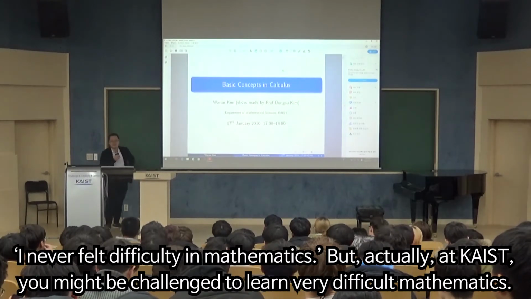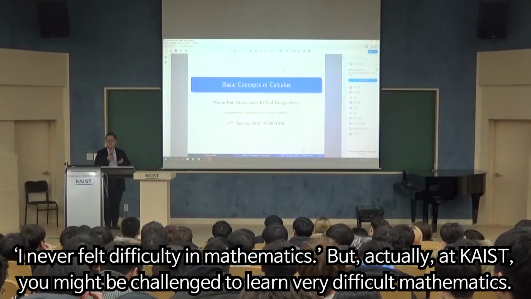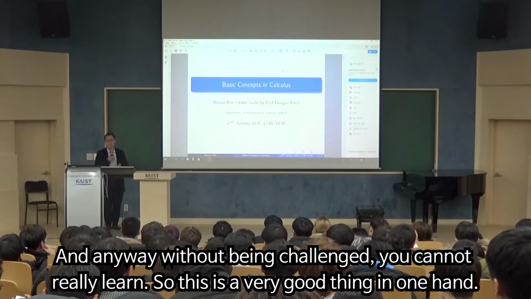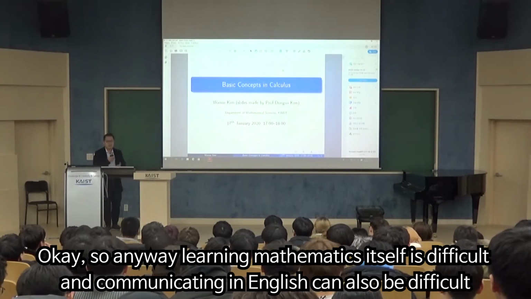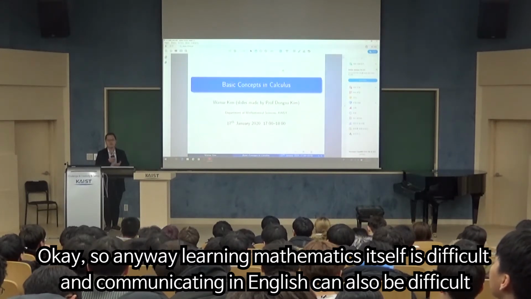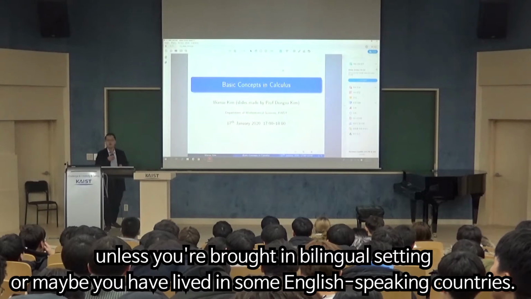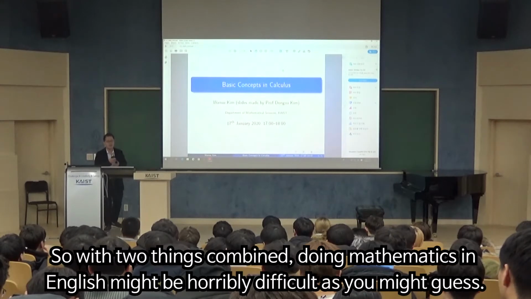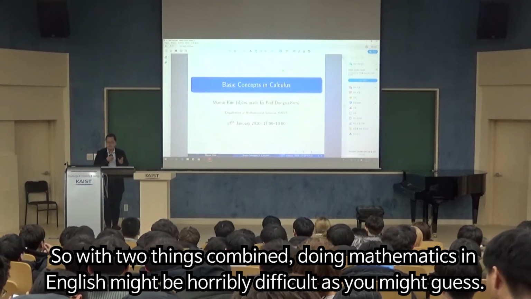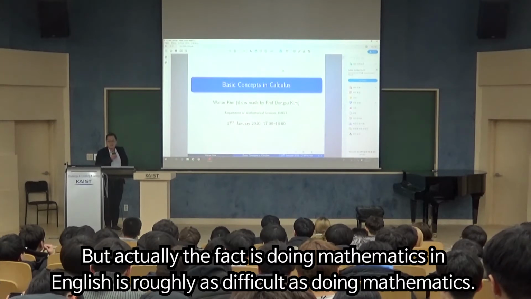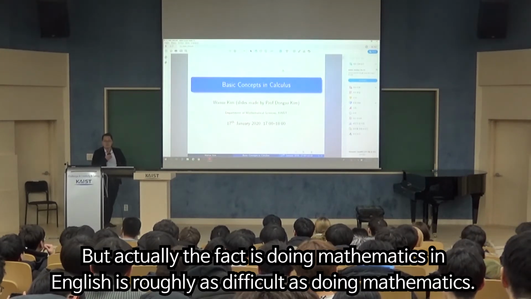But actually in KAIST, you might be challenged to sort of learn very difficult mathematics. And anyway, without being challenged, you cannot really learn. So this is a very good thing on one hand. Anyway, learning mathematics in itself is difficult. And communicating in English can also be difficult unless you're brought up in bilingual setting or maybe you had lived in some English-speaking country. So with two things combined, doing mathematics in English might be horribly difficult, you might guess. But actually the fact is, doing mathematics in English is roughly as difficult as doing mathematics.